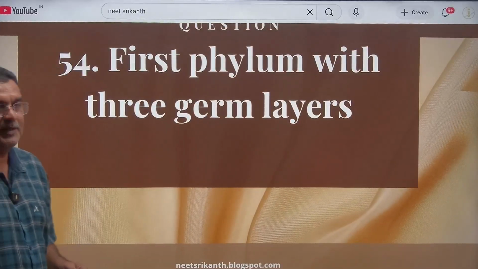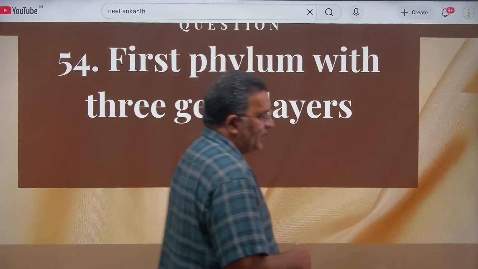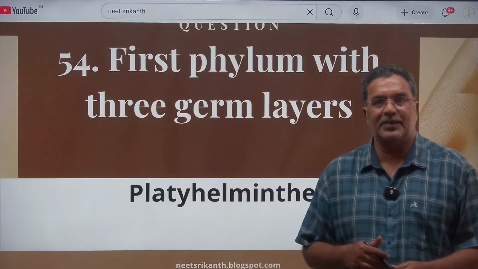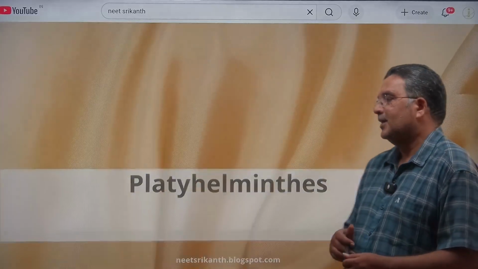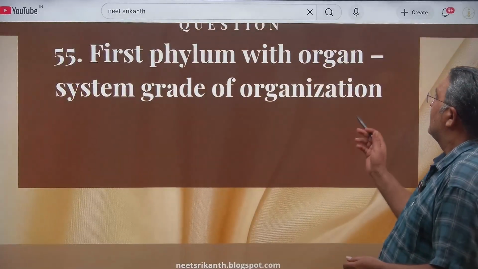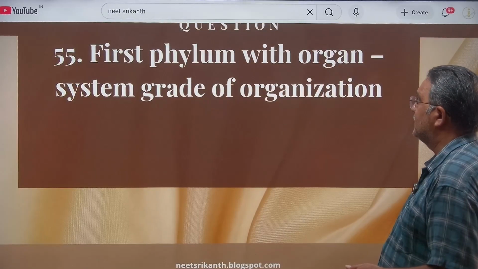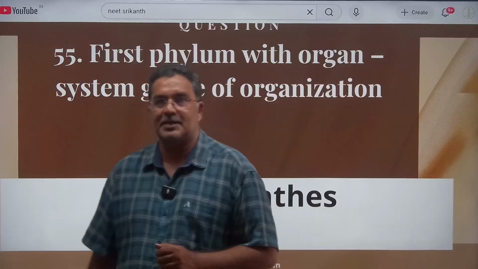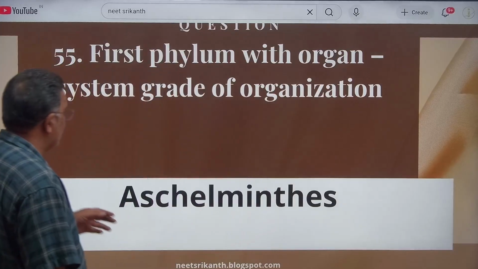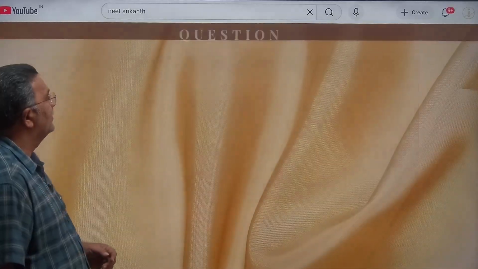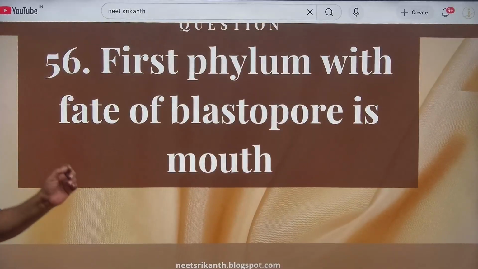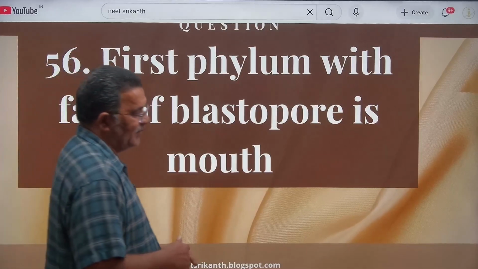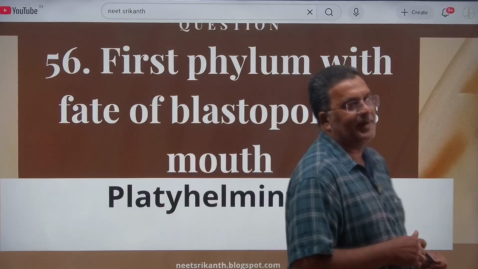First phylum with three germ layers, that means asking about Triploblastica. Who is that? Phylum Platyhelminthes. First phylum with organ system grade of organization means you should go through Aschelminthes. First phylum with fate of blastopore as mouth, asking about the protostomian phylum. Who is that? Phylum Platyhelminthes.